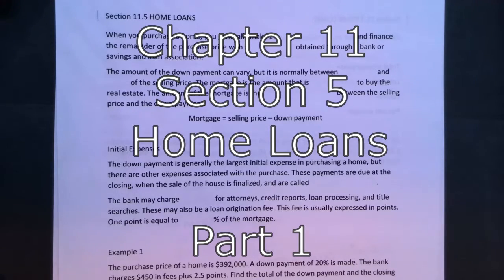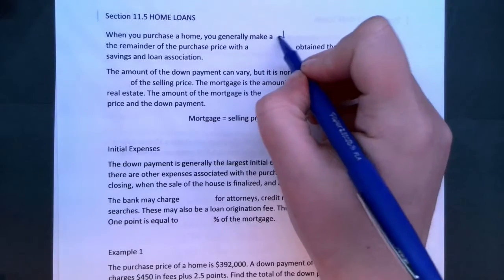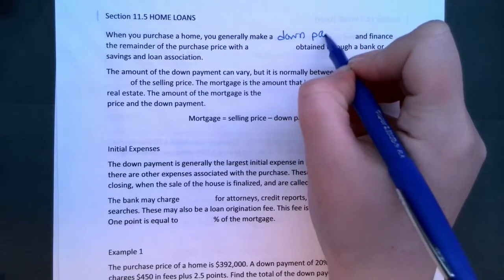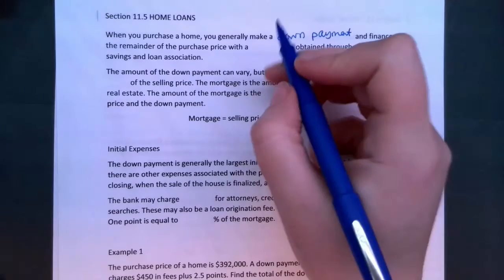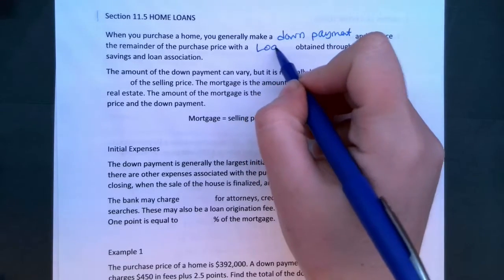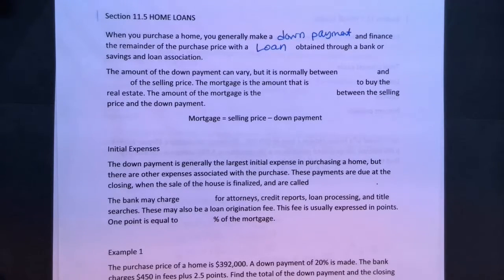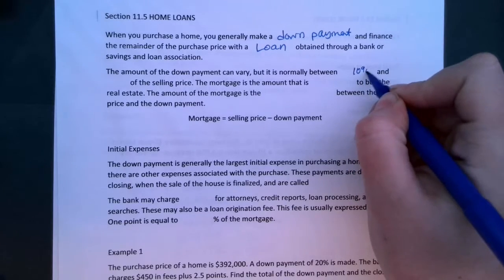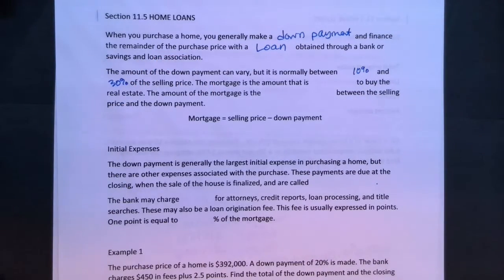We are in chapter 11, section 5, which is all about home loans. So when you purchase a home, you generally make a down payment and then finance the remainder of the purchase price with a loan obtained through a bank or savings and loan association. The amount of the down payment can vary, but it's normally between 10% and 30%. Some go as low as 5% of that selling price.